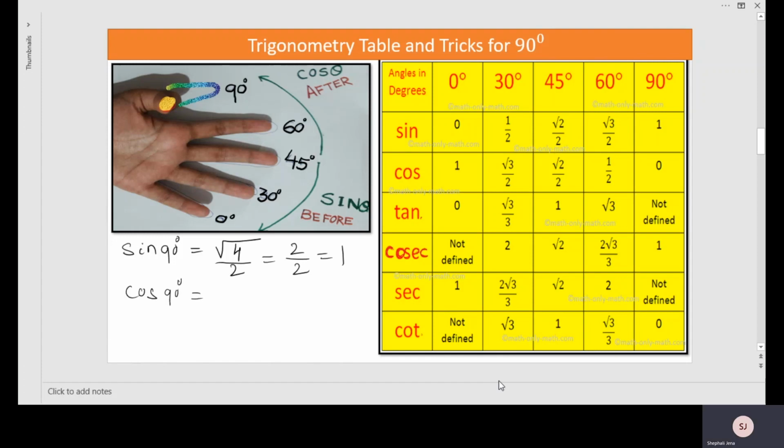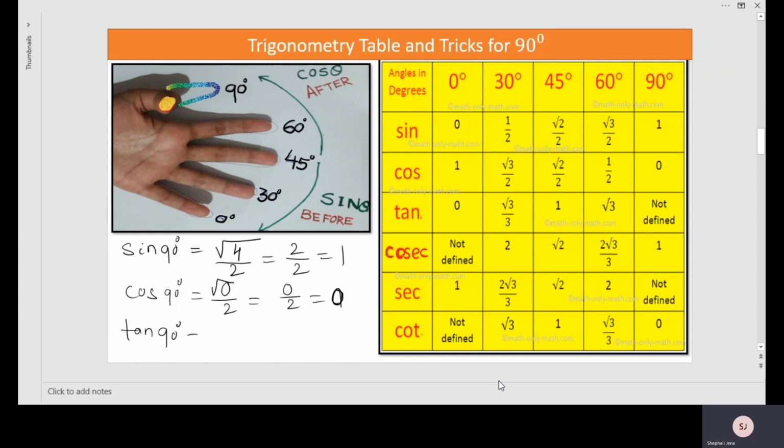Like that, cos 90 degree. Cos 90 degree is square root of after divided by 2. Square root of after, but after thumb finger, any finger is there? No finger is there. So 0 finger is there. Square root of 0 divided by 2. So 0 by 2 is equal to 0.